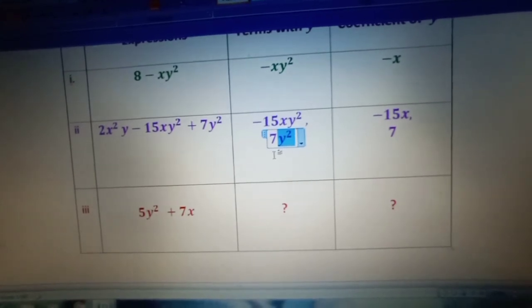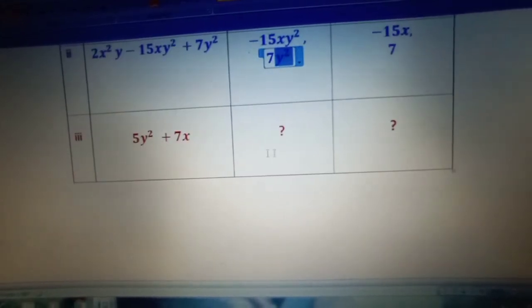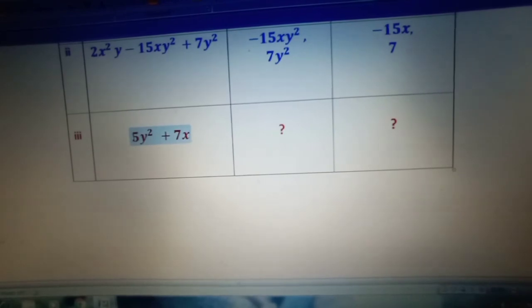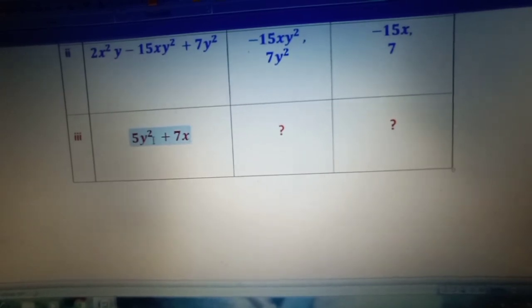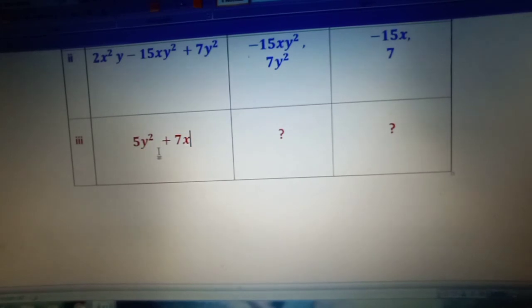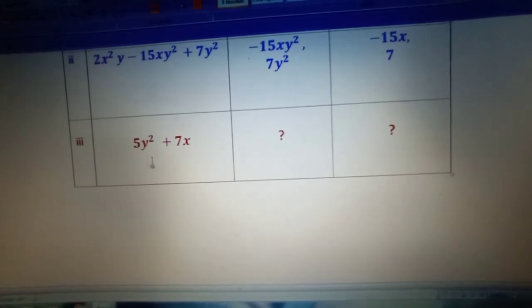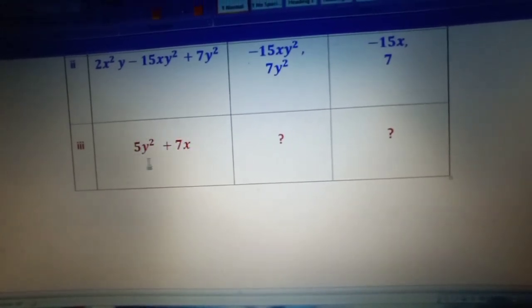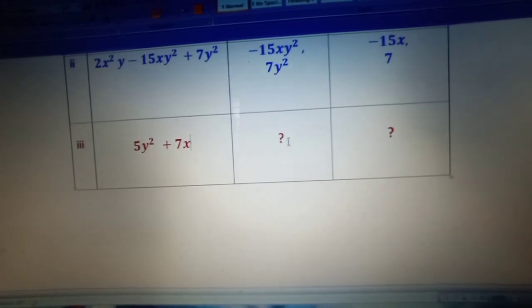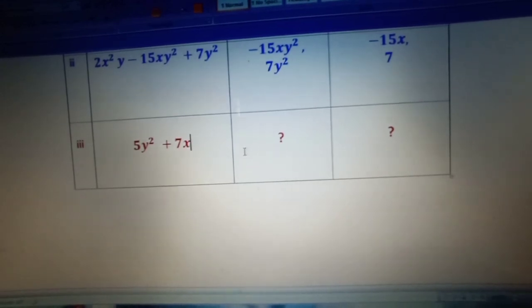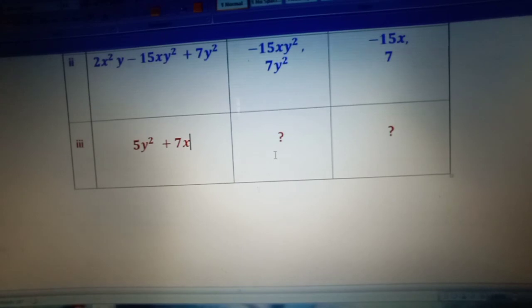Understood, students? Now, one very easy sum is given for you. Try to solve it. If you have any doubt, you can ask me in the live class or in the WhatsApp group. Now, 5y square plus 7x. Which term contains y square? You have to mention that term and the coefficient of that y square.